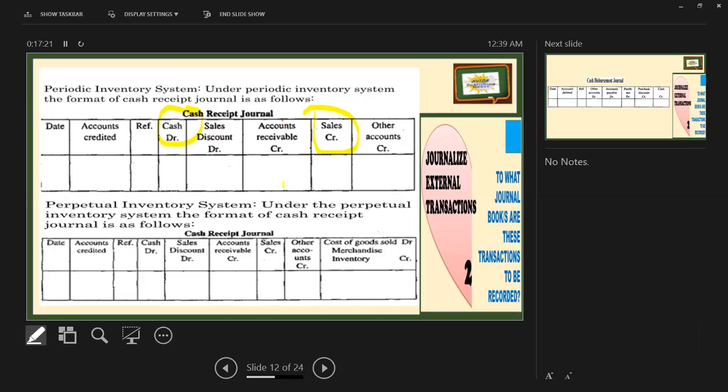But in perpetual inventory system, there is a corollary entry which calls for the recording of the cost of goods sold and the reduction of merchandise inventory. So there is this column. So the rest are similar except for this column because of the corollary entry being recorded in case of perpetual inventory system.